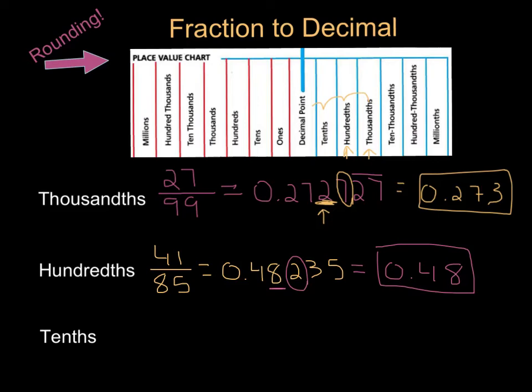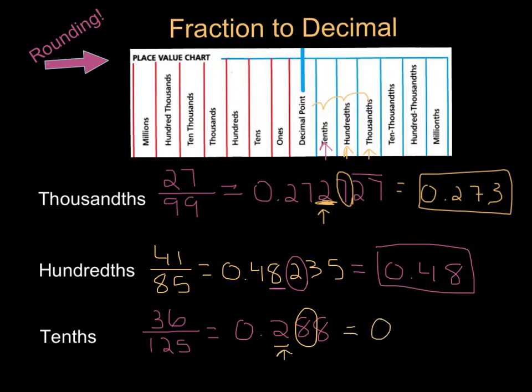Alright, last one, we're going to round to the tenths place, which is only 1 place away from the decimal. Okay, our next fraction, 36 over 125. And when you divide, you get the decimal 0.288. Alright, 1 decimal place away, or yep, 1 spot away from the decimal is 2. Look to the right of the 2, we have an 8. Since the 8 is larger than 5, it tells you to round this 2 up, so 0.3.